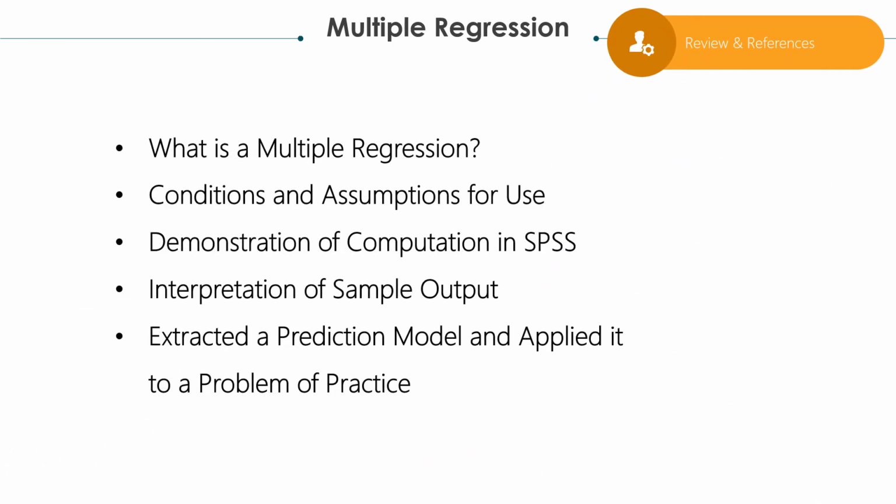This presentation provided a detailed overview of the multiple regression statistic. Although our decision tree identified the statistic as appropriate for complex associational inquiries, the regressional nature of this statistic allows the researcher to predict outcomes on the dependent variable based on a combination of independent variables. We identified conditions and assumptions that need to be met in order to justify a selection of this statistic. A brief demonstration was provided for computing this statistic in SPSS. Using the outputs, we extracted a prediction model and applied it to a local problem of practice.